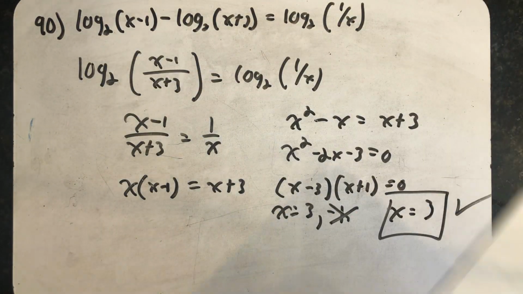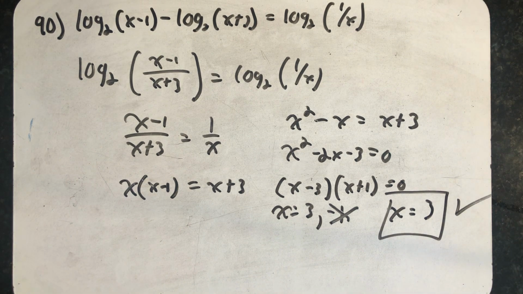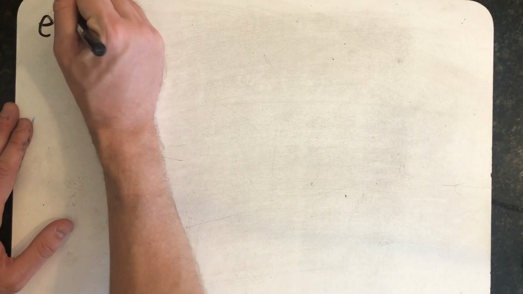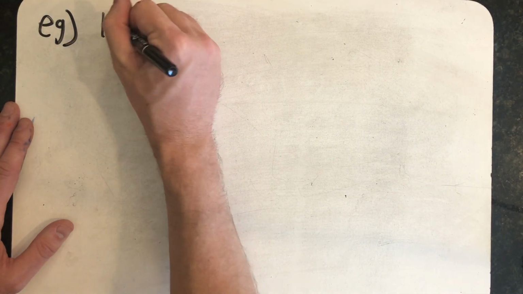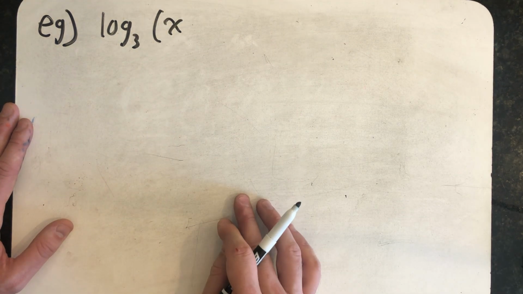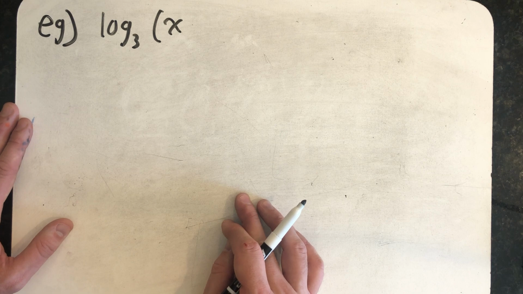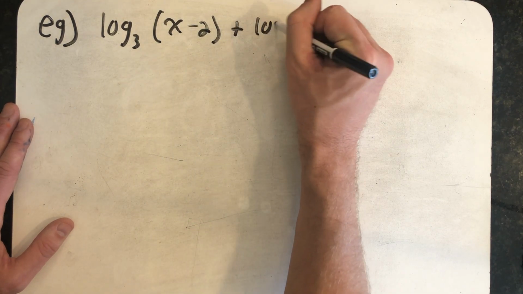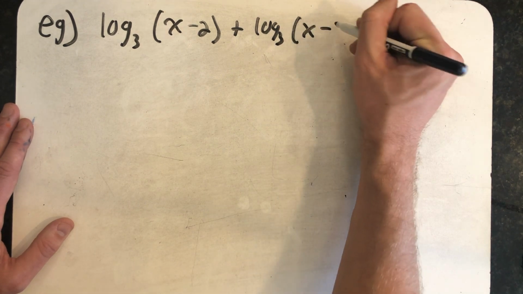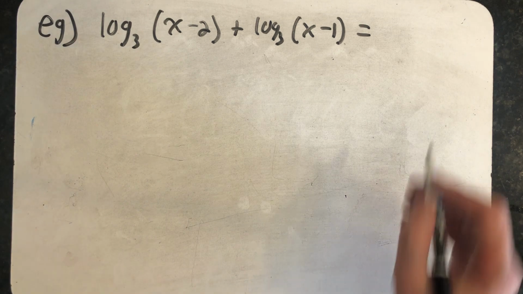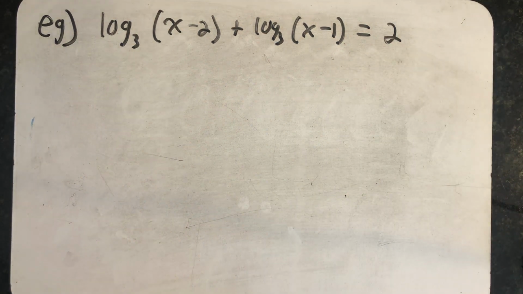So now I've done all the problems from the textbook that I wanted to do, but I want to do one more quick example. So just one more example. So let's say someone asked me to solve the log base 3 of x minus 2 plus the log base 3 of x minus 1. Let's just say that was equal to a constant. I don't know, like 2.